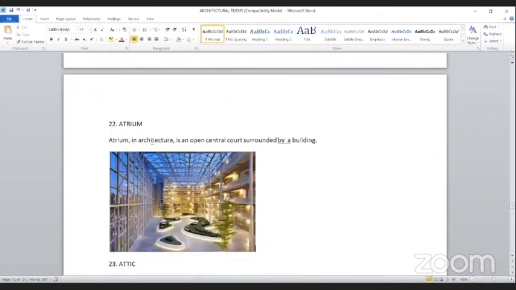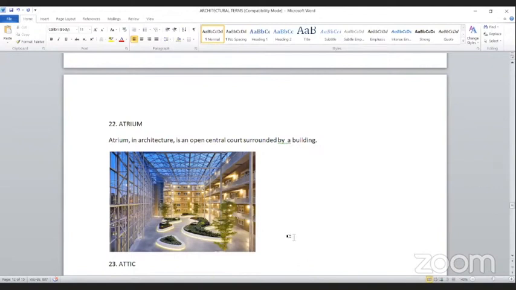Okay. Atrium. Atrium is an open central court surrounded by a building, as you can see here. It is not supported on all sides, but it is surrounded by buildings. It usually used to be open from the above part. But now some of the modern atriums have glass roofs, as you can see.